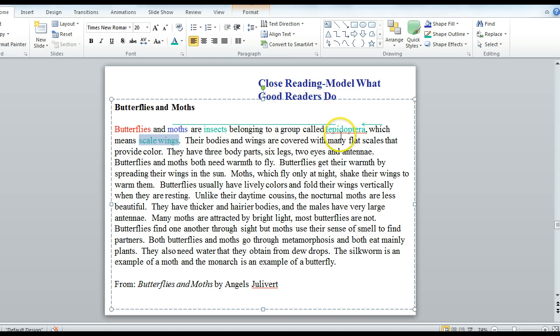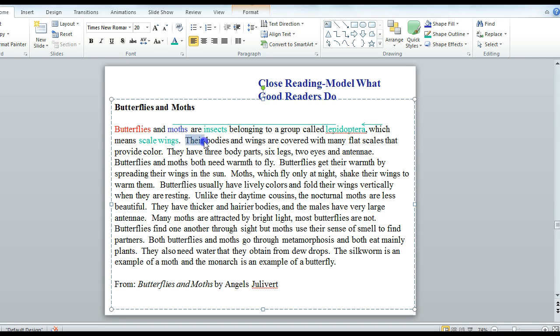And you can use circles, you can use arrows, you can jot notes in the margin, which I can't do in here, but I would if I were demonstrating this. What we really want kids to see is that reading in this way is messy. You can write all over the text, you interact with the text. You don't read the text and expect it to jump off the page and make meaning in your head by itself. Their bodies and wings are covered with many flat scales that provide color.